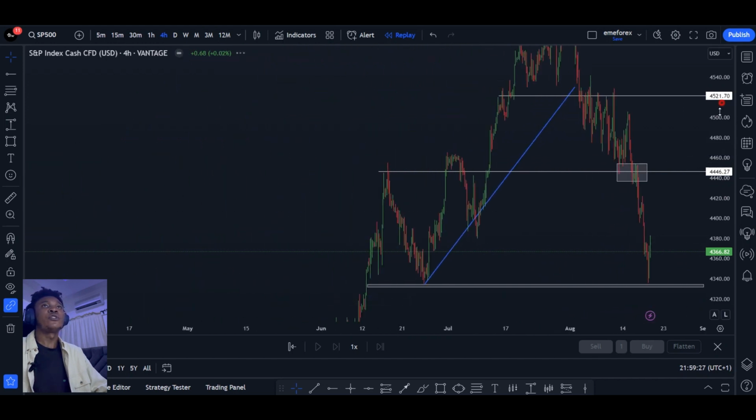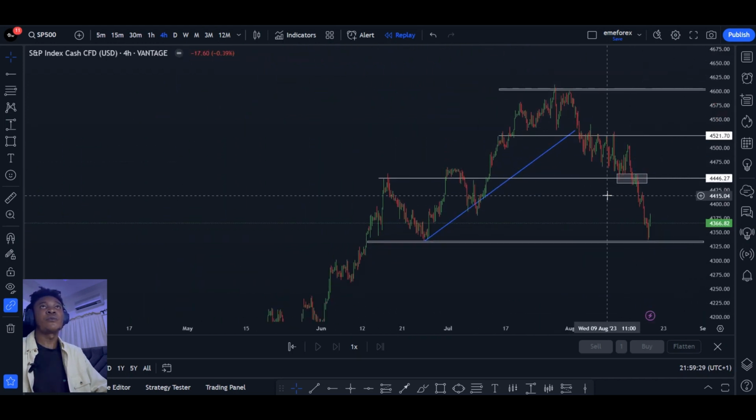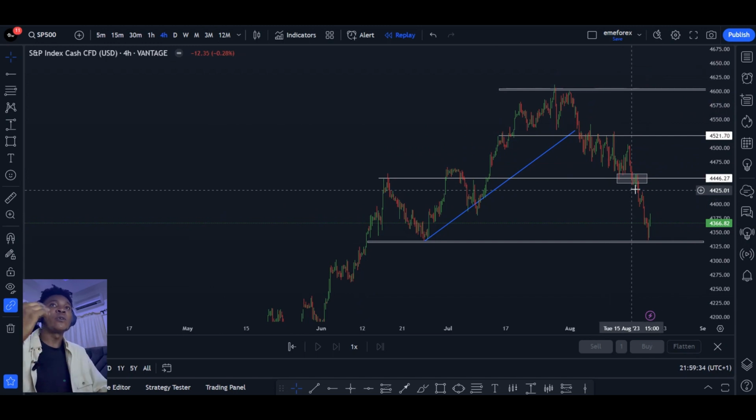So this is one of those trades that I missed during the course of the week. But when it comes to trading, it is what it is. We don't always get to catch every move.